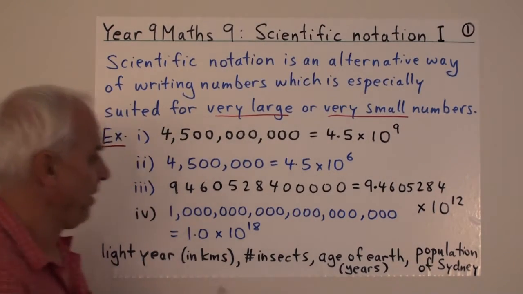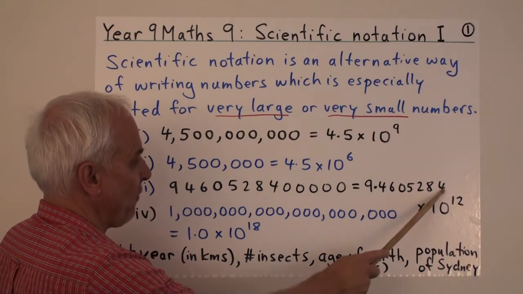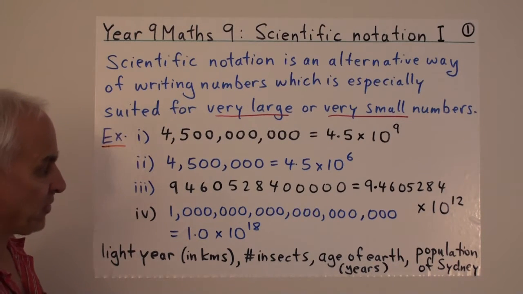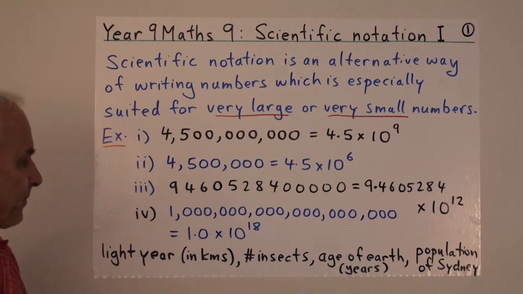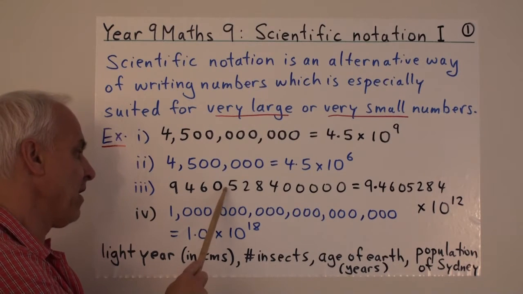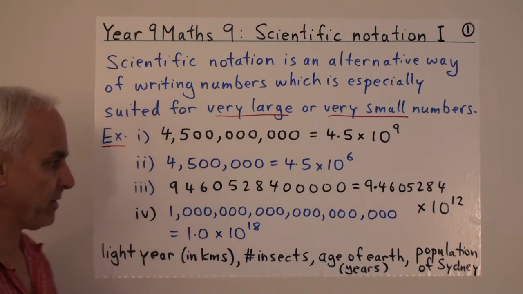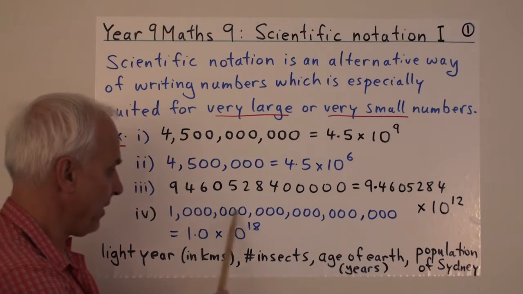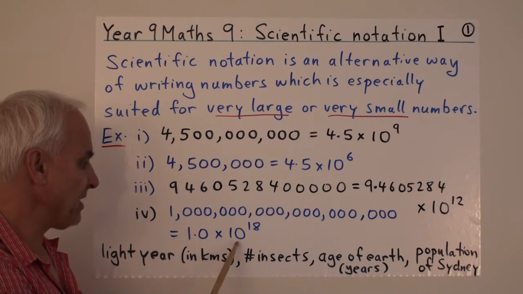Here's another number in scientific notation, 9.460528 times 10 to the 12. 10 to the 12 is a trillion. So this is roughly 9 trillion. If I actually had to read it, I would say it's 9,460,520,400,000. That's what that number is. And here's an even bigger number, which is a 1 followed by 18 zeros. So in scientific notation, that's 1 times 10 to the 18.